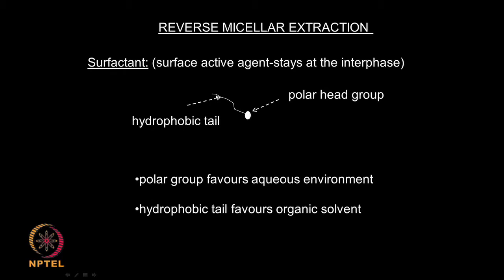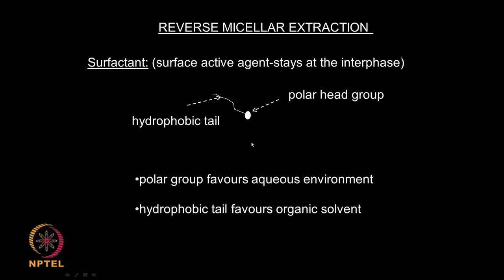So let us first understand what a surfactant is. A surfactant is a surface active agent, and it contains a hydrophobic tail. It could be a long chain hydrocarbon, or sometimes an aromatic group, and it will have a polar head group. It may have oxygen, nitrogen, and so on. This portion will always like water, and this portion will like organic solvent. So these surfactants or amphiphilic molecules are always found at the interface between water and any solvent. That is the advantage of these compounds, which have a polar group and a long hydrophobic tail.